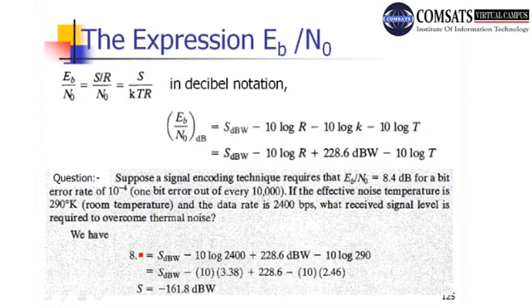You can say the power. So 8.4, this is Eb over N0, in dB, and after that we have to use the values. 2400, that is the data rate, so you can say this is the rate, and here we have 228.6, which is again the Boltzmann constant, and here we have the temperature 290 K. After placing the values we find that S is equal to minus 161.8.